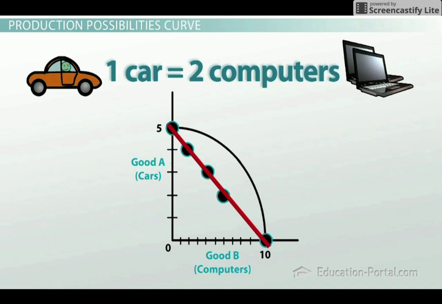Okay, time out. I want to clarify something important.